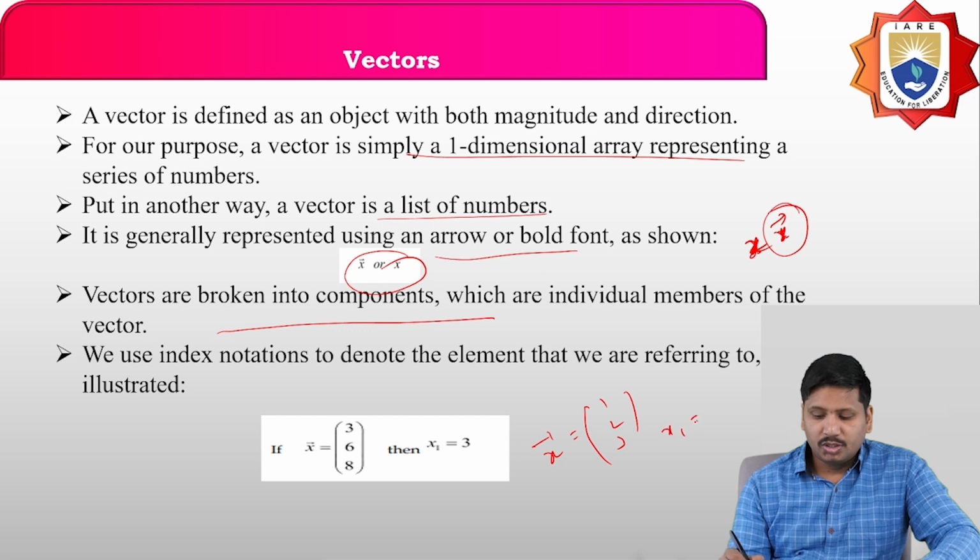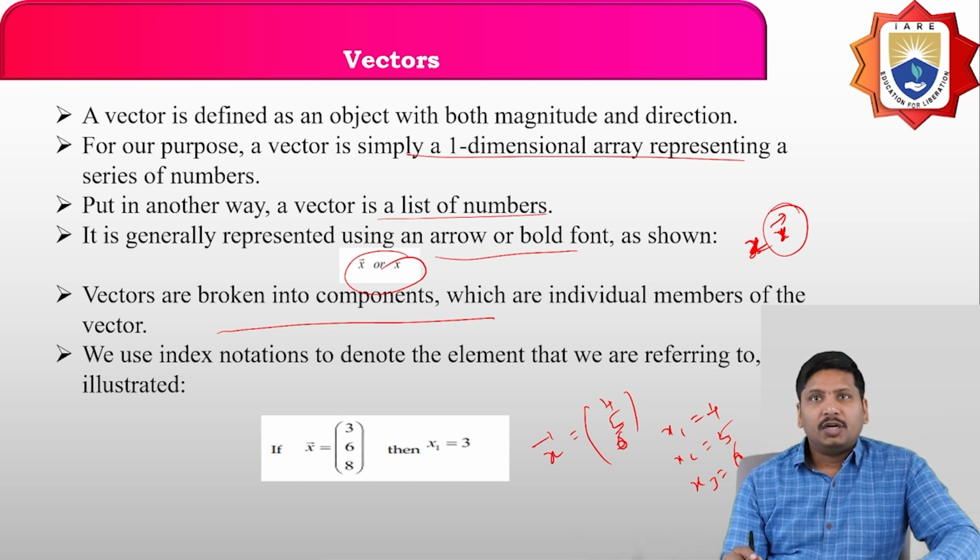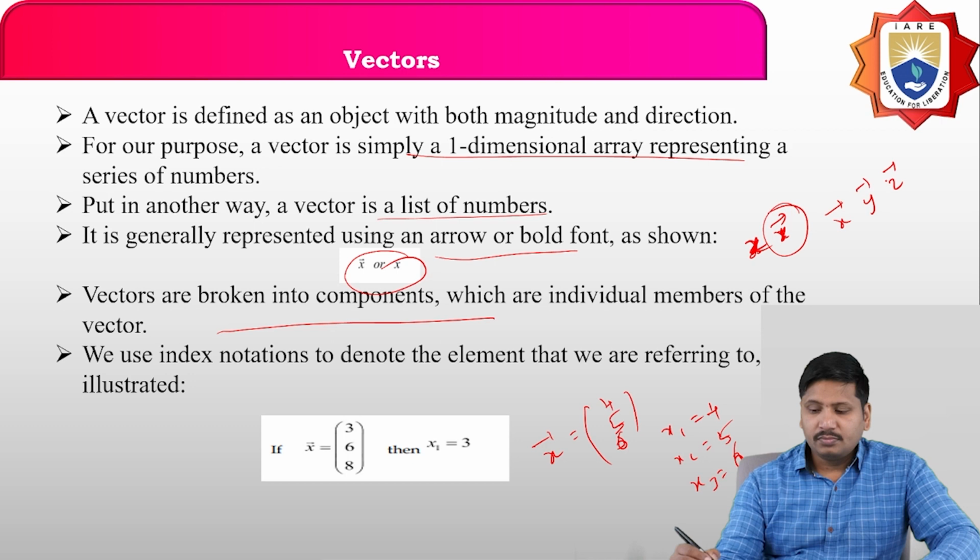Here x of 1 is 1, x of 2 is equal to 2, and x of 3 is equal to 3. If I have 4, 5, and then 6, this should be 4, 5, and then 6. So what I'm going to say is that vectors can be of different types. Normally they are one-dimensional vectors, generally denoted as symbols with an arrow mark.